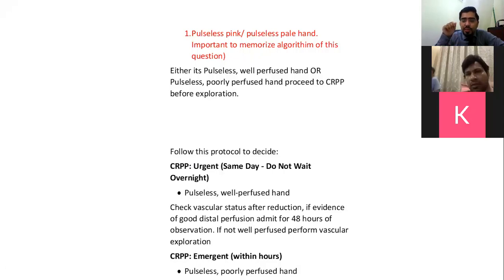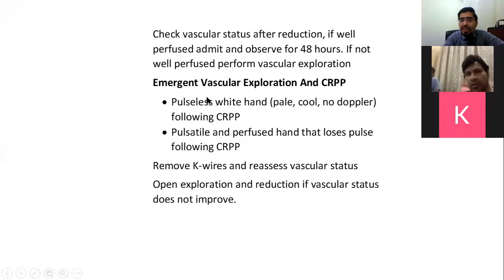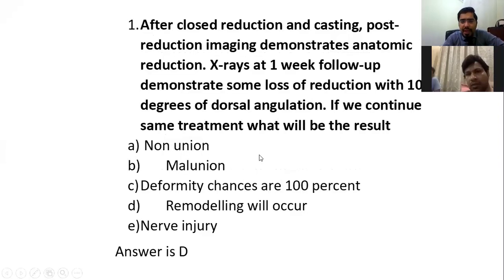The next question comes: patient is pulseless, patient is pink, or pulseless pale, closed reduction has been performed, but there is no pulse. What will you do? Then pulseless, poorly perfused, and emergent: CRPP with vascular exploration. So the algorithm about pulseless pale and pulseless pink hand must be memorized. I think it is better to get the concept from Orthobullets or Campbell.